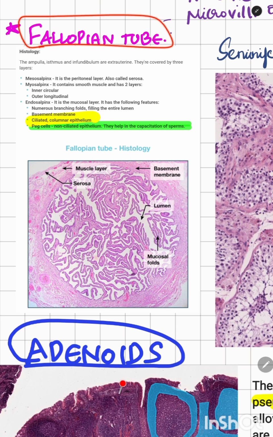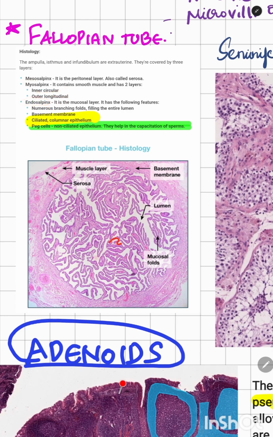Histology of the fallopian tube. It's very easy to identify. If you see these mucosal folds surrounded by muscle tissue, then it is the fallopian tube. The fallopian tube has three layers, right? Mesosalpinx, also known as serosa. Then you have myosalpinx. The name itself suggests that it has a muscular layer. Inner is circular and outer is longitudinal.